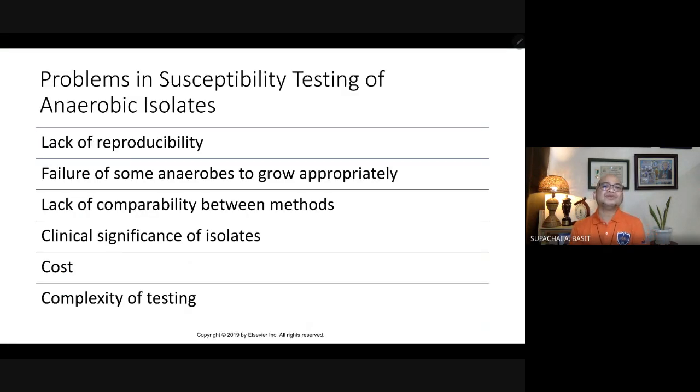There is a problem in susceptibility testing of anaerobic isolates because of the lack of reproducibility. It's quite difficult to have precise results because of the difficulty of maintaining anaerobic conditions. Some anaerobes fail to grow appropriately because they are so sensitive to oxygen. There is also a lack of comparability between methods, clinical significance of isolates, and you cannot just do this on a benchtop, plus the cost and complexity of testing.